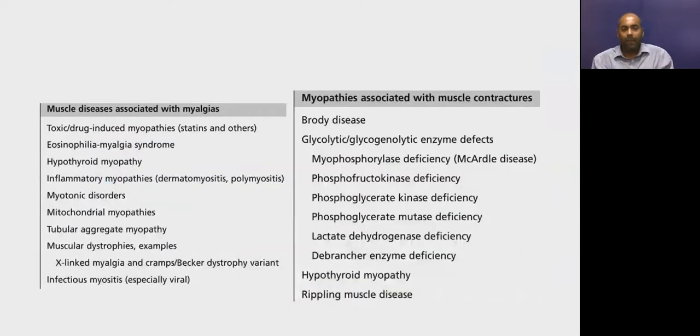Right. So this is the table which enumerates common disorders which present with myalgias. Commonly what we see is toxic myopathies, especially statins. Then we can have inflammatory myopathies. And disorders which present with muscle contracture are metabolic myopathies, especially the glycolytic enzyme defects.